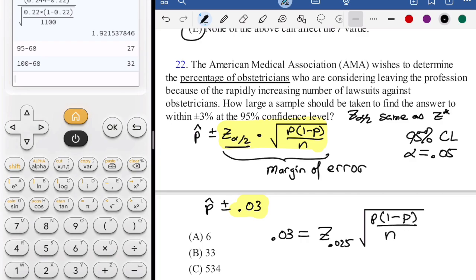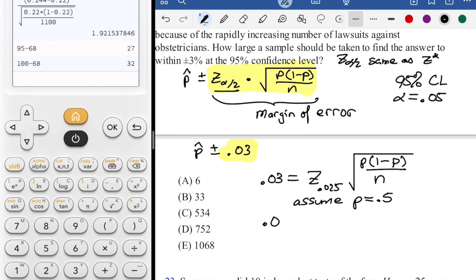over N. And for this kind of question, we do have to make an assumption. There's really no way around it, right? And that would be that it's a 50-50, right? Whether or not they're leaving the profession. It's an assumption that we have to make. So assume P is equal to 0.5.